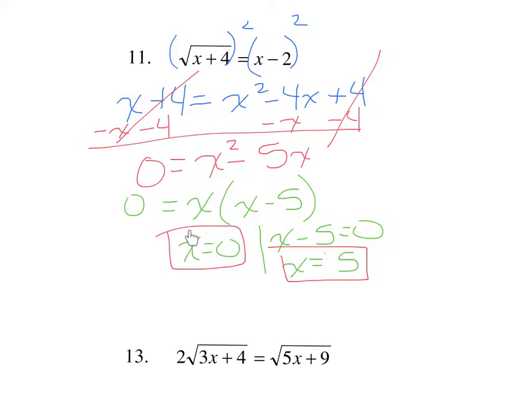However, when I try to check this, if I plug in 0 here, I have 0 plus 4, which is 4. The square root of 4 is 2. But when I plug in 0 here, 0 minus 2 is negative 2. These are not equal, so 0 is not a good solution. Let's try it with a 5. 5 plus 4 is 9. The square root of 9 is 3. 5 minus 2 is also 3. So 5 checks out as a good solution here.